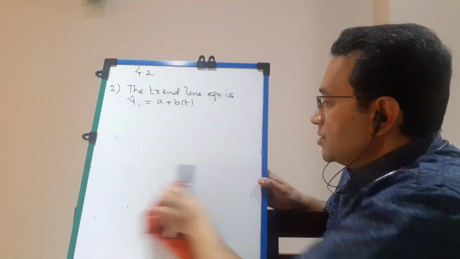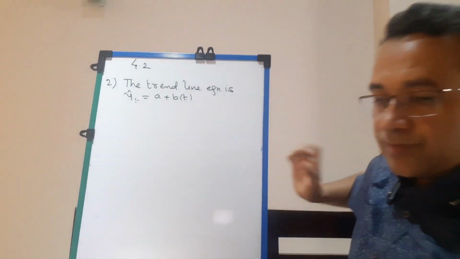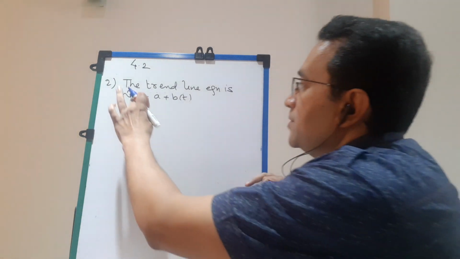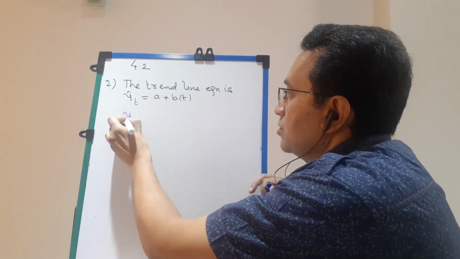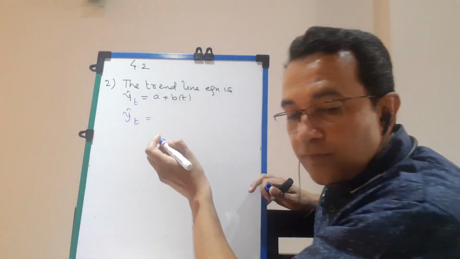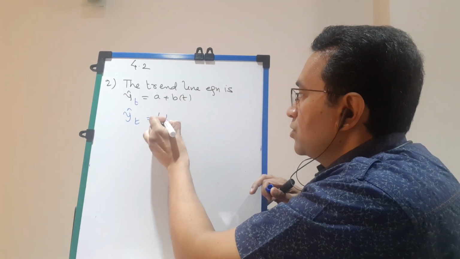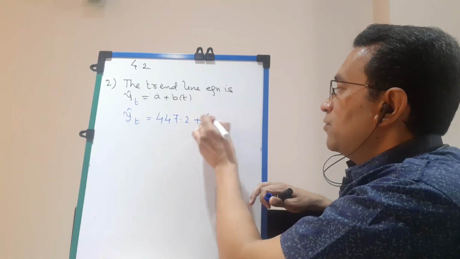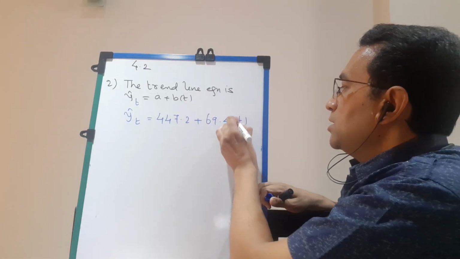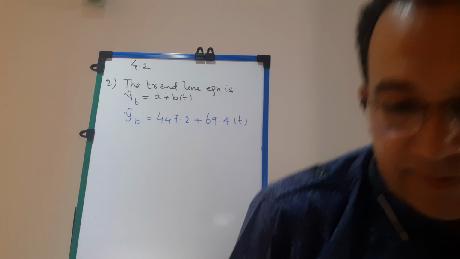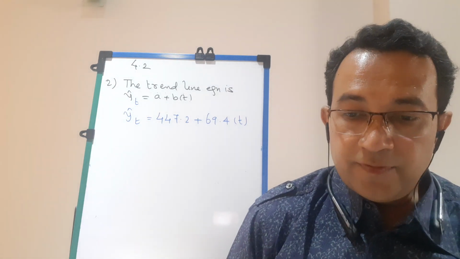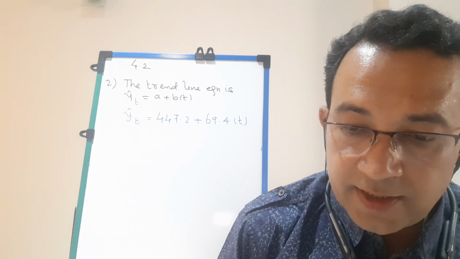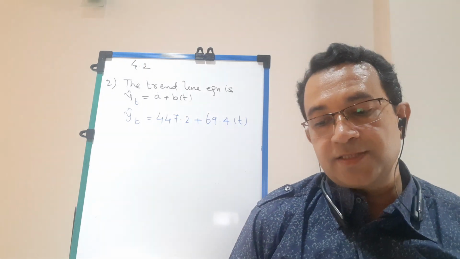Now finally, substituting the values of a and b, the trend line equation we get is yt cap is equal to 447.2 plus 69.4 into t. That's all, students. And finally, we have to obtain the estimate of this index for the year 2015-16.